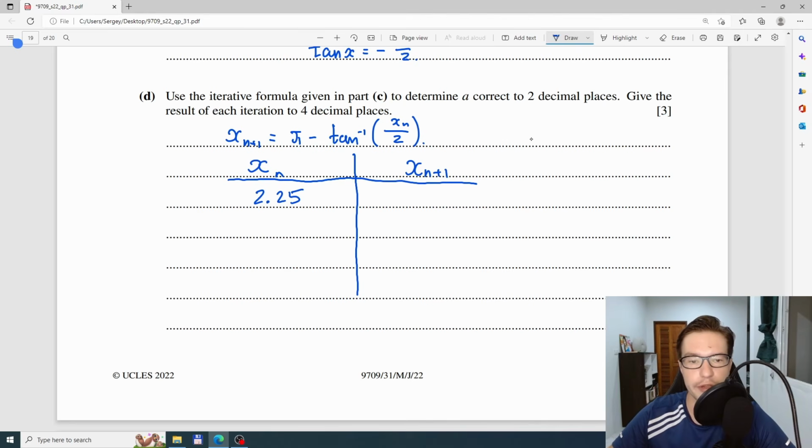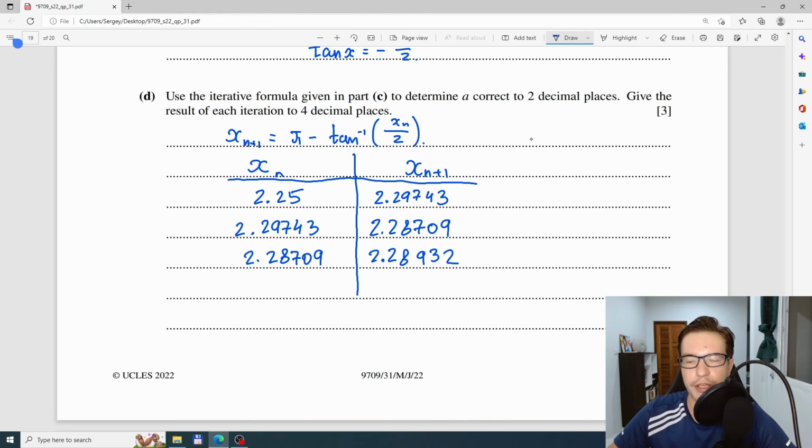And I will have to substitute xn into the formula above. That gives me 2.29743, and that becomes my new value of xn. So I'll just copy it down, and then I substitute this value of xn into the formula again. I get 2.28709, and I'll just repeat the process. I get 2.28932, and I have to find a corrected to two decimal places.